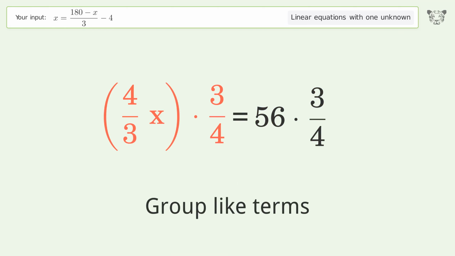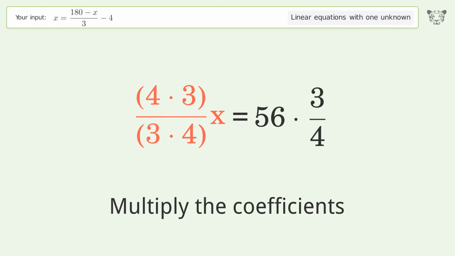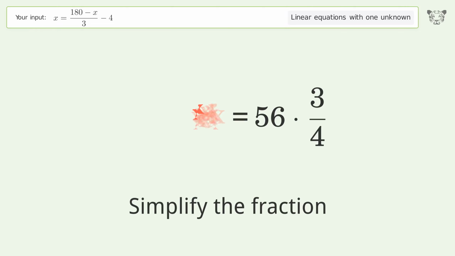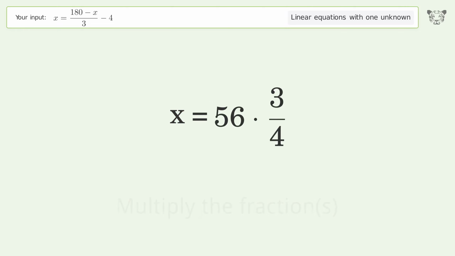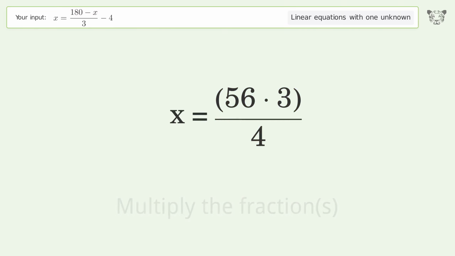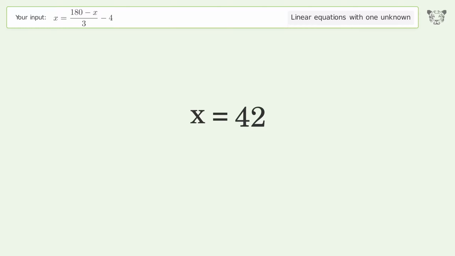Group like terms. Multiply the coefficients. Simplify the fraction. Multiply the fractions. Simplify the arithmetic. And so the final result is x equals 42.